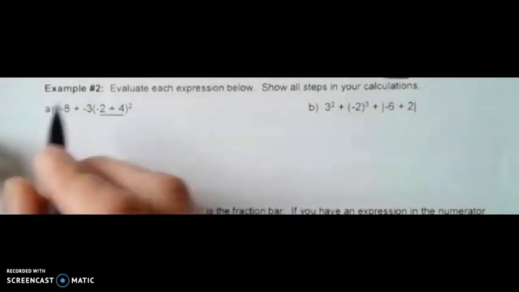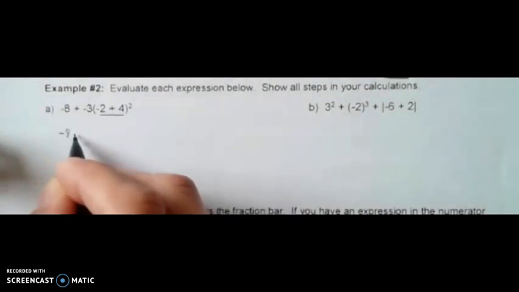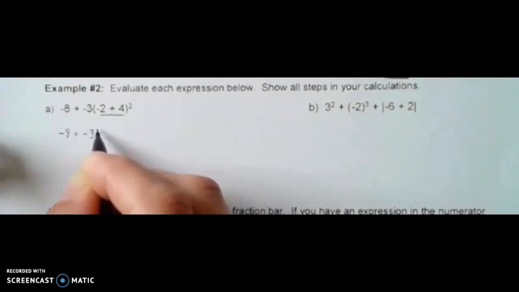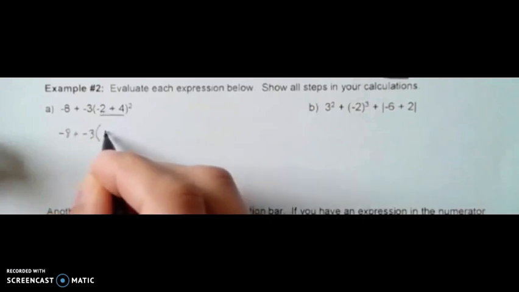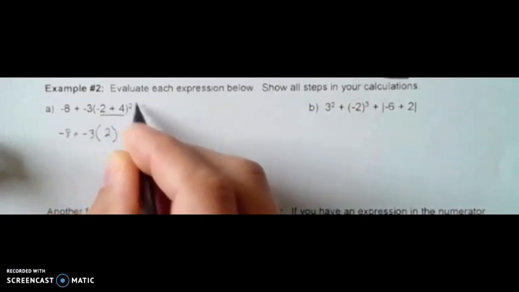Okay, so I'm going to bring everything else down, -8 rather, plus -3, and then when I do -2 plus 4, that gives me an answer of 2. And then notice there's an exponent, so I have to put that above there as well. So our expression now says -8 plus -3 times 2 to the second power.